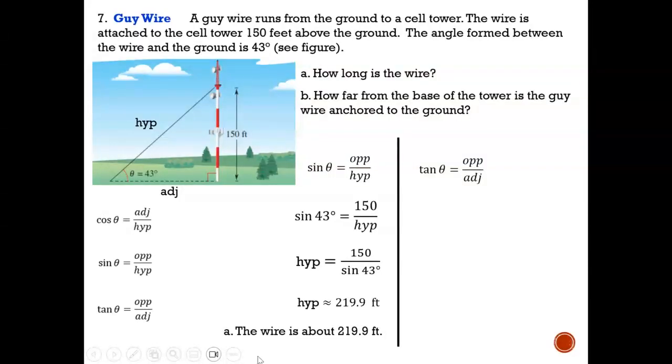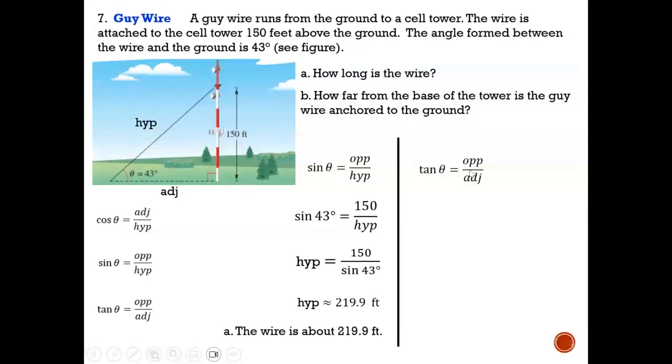Now for part B, we're looking for the adjacent. So what do we use? We're going to use tangent, because tangent is opposite over adjacent. Here, guys, we cannot use the cosine. Why? Because the cosine doesn't give me the adjacent side, nor the hypotenuse. That's why there are two unknowns, and that's why the cosine cannot be used.